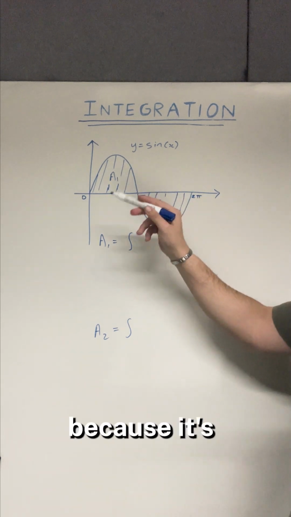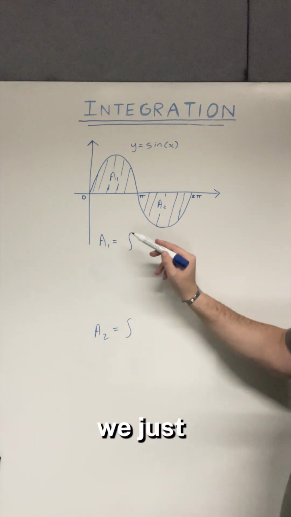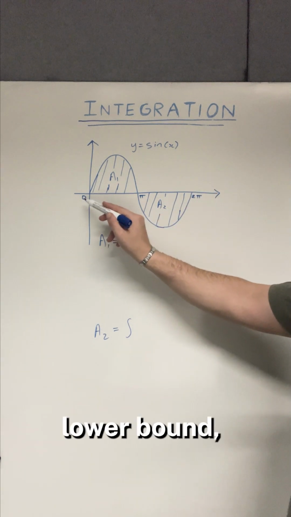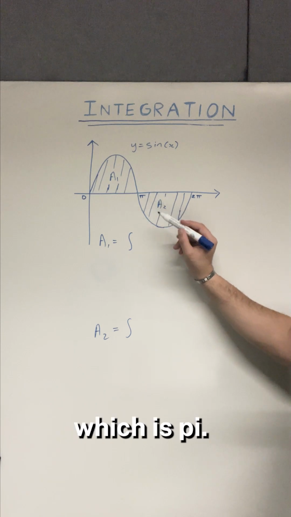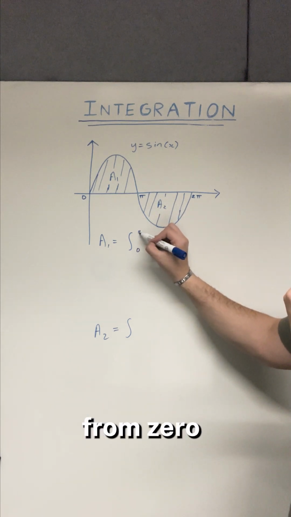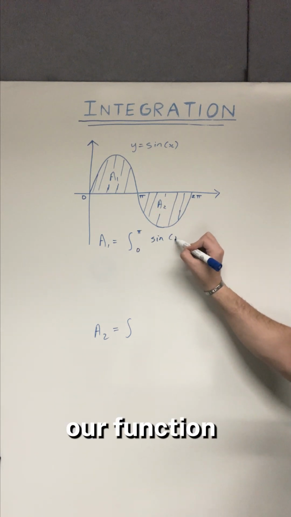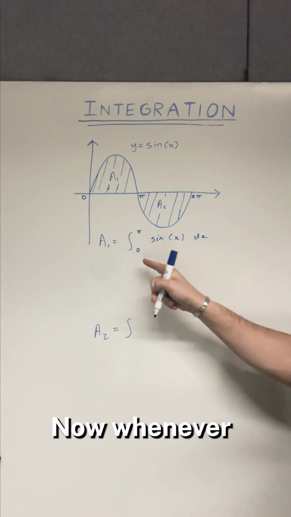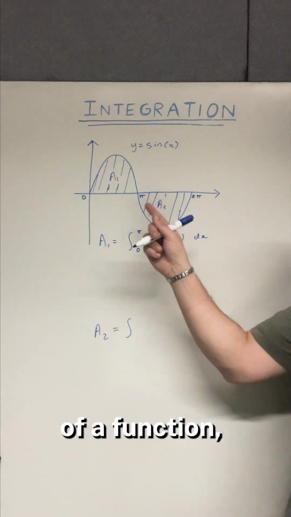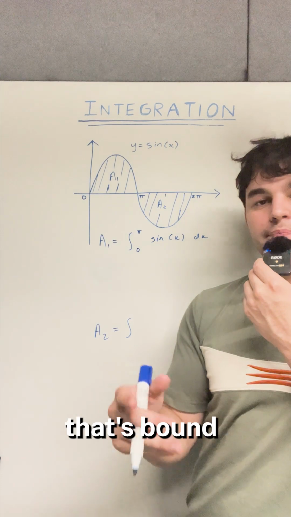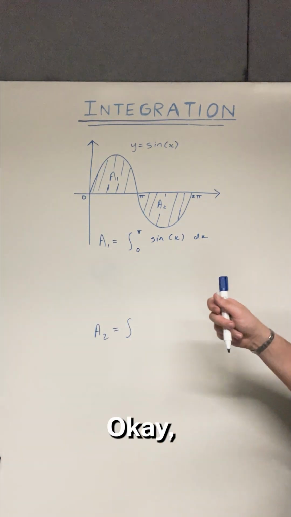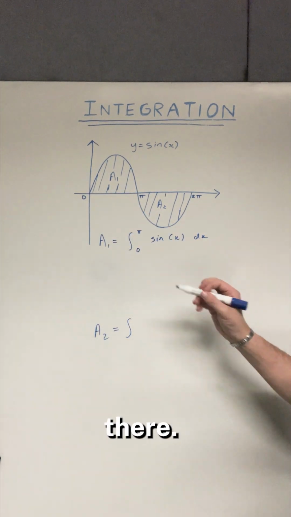Now, A1 is very simple because it's above the x-axis. What we do is we just integrate our function from the lower bound, which is 0, to our upper bound, which is pi. So we go from 0 to pi of our function, sine of x dx. Now, whenever you find a definite integral of a function, it's always finding the area that's bound by that function and the x-axis. Okay, so it's always going to represent that area there.